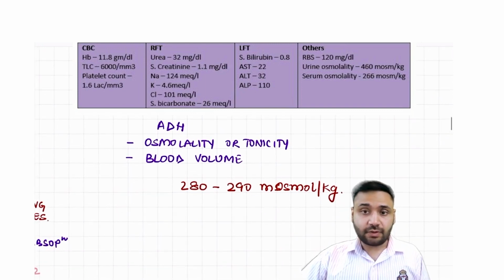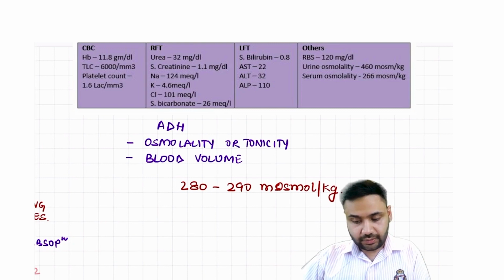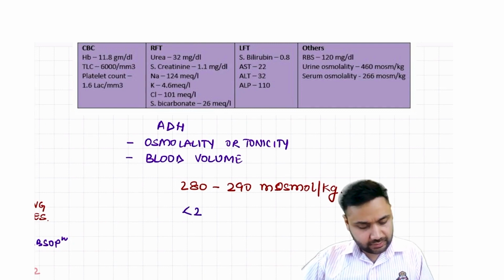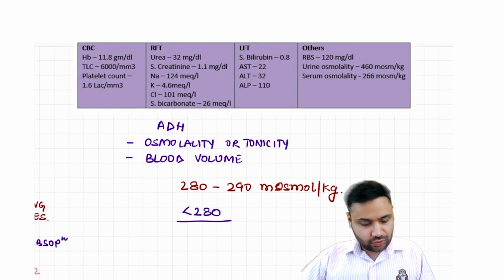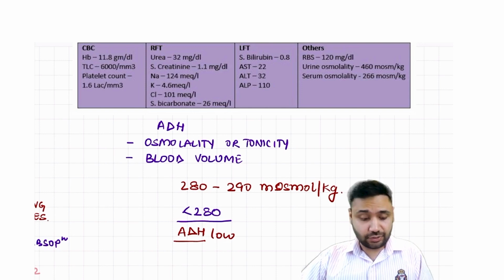When plasma osmolality is below 280, there is little ADH secretion, because promoting water absorption in the presence of low osmolality would further worsen serum osmolality, right? It will become much lower if water is absorbed. So ADH is low, rather very little.